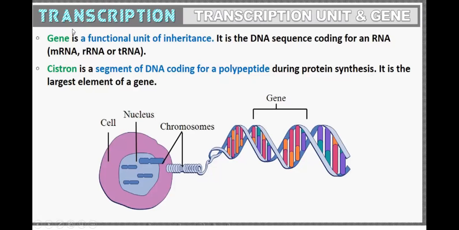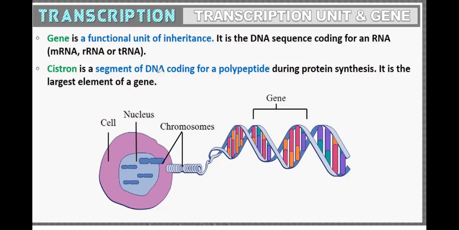Gene. Now we'll come to know what a gene is. Gene is a functional unit of inheritance. It is the DNA sequence coding for an RNA, that may be messenger RNA, ribosomal RNA, or transfer RNA. So mRNA stands for messenger RNA, rRNA stands for ribosomal RNA, tRNA stands for transfer RNA. So this is the gene.